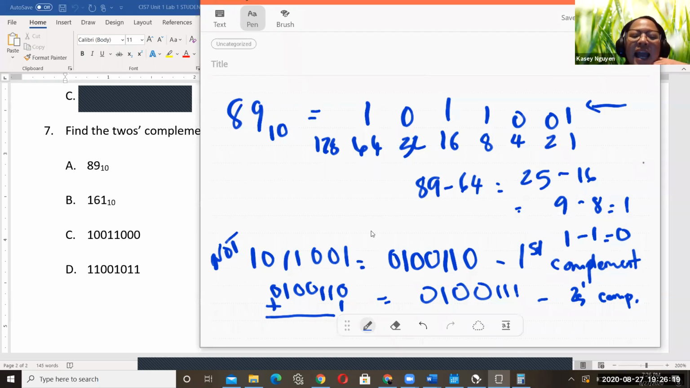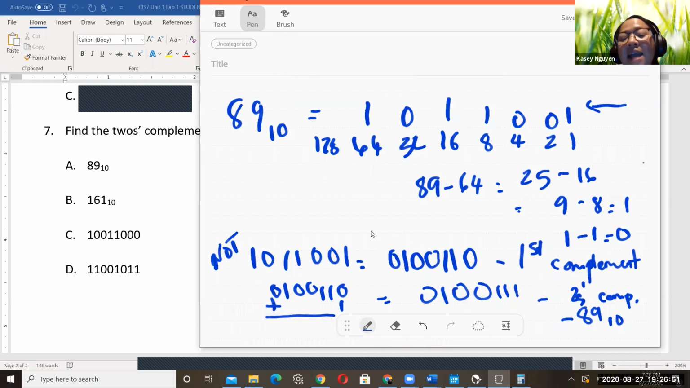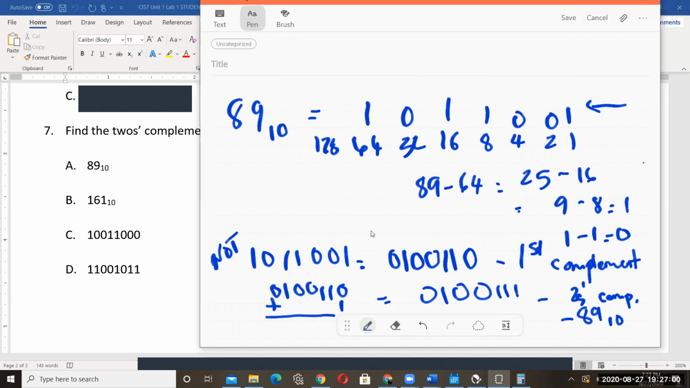So this is 89. This is -89. Okay. So when I say find the 2's complement of 89, I'm literally asking you to find the binary equivalent of negative 89. And if you add those two binaries, you should get 0, correct? Just like taking 89 minus 89. Mathematically it should cancel or get back to 0. Okay, so let's try B.